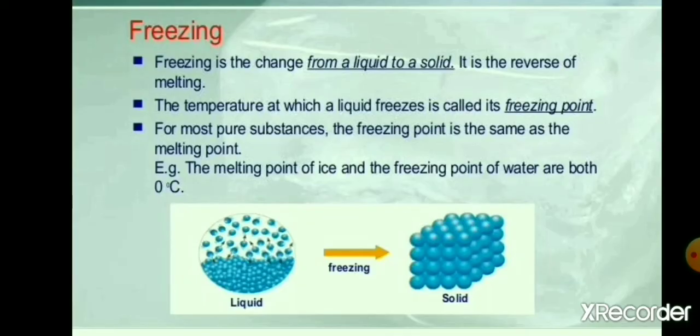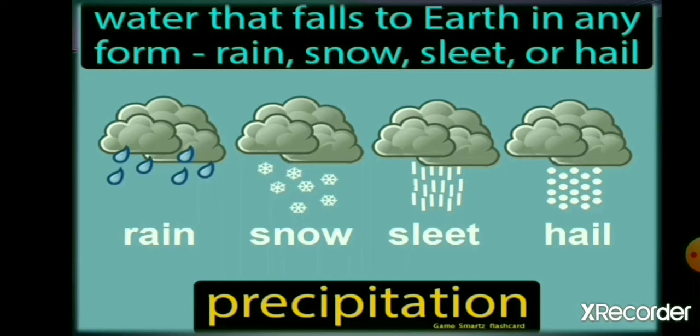Freezing. If the water is cooled further, it changes into ice. The process of water changing to ice on cooling is called freezing. The temperature at which a liquid freezes is called its freezing point. Precipitation. Precipitation is a process in which water falls to earth in any form like rain, snow, or hail.